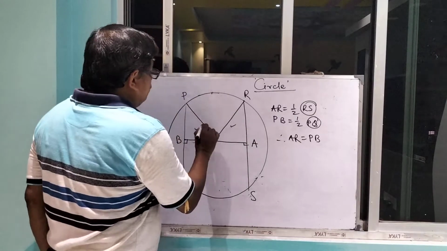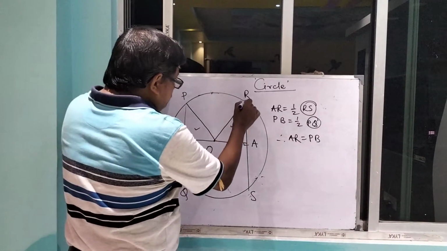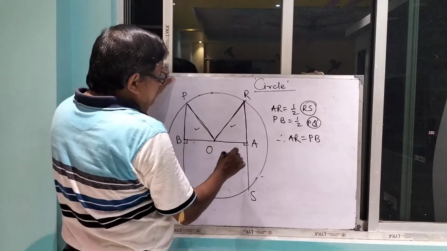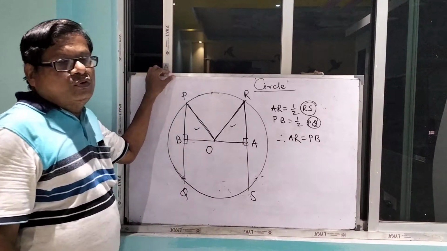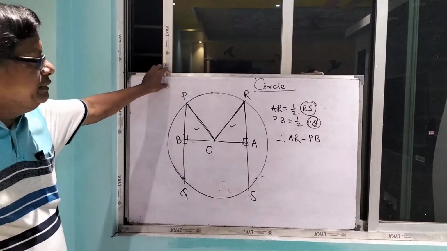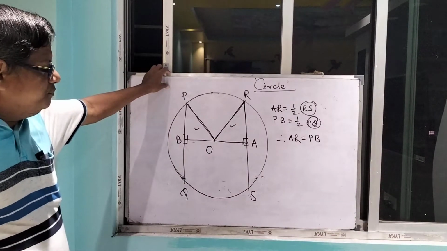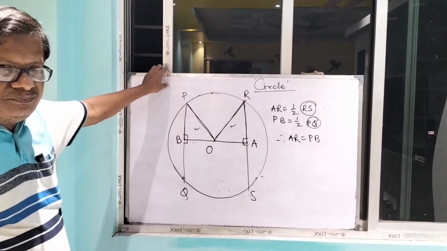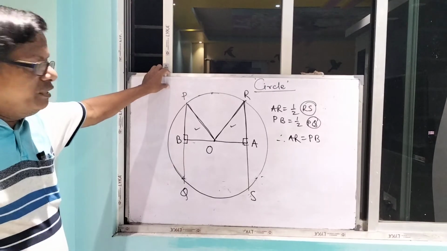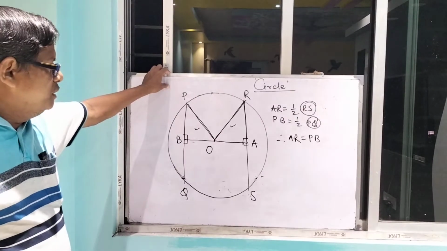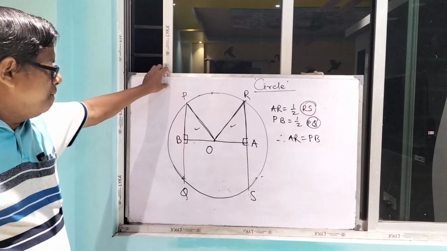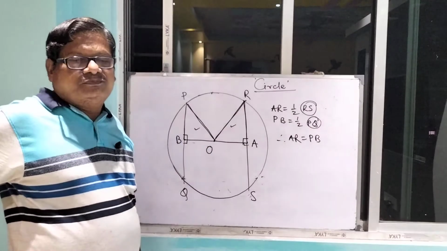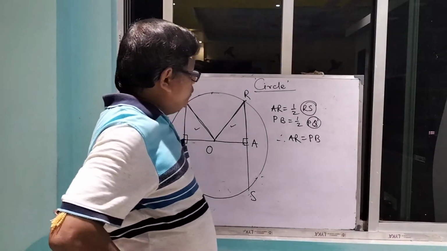Now if we consider two triangles, look here. Both are radii, this one equals this one, and AR equals PB, and this is also 90 degrees. So according to the RHS congruency condition, the two triangles are congruent. Therefore, we can say OA equals OB.